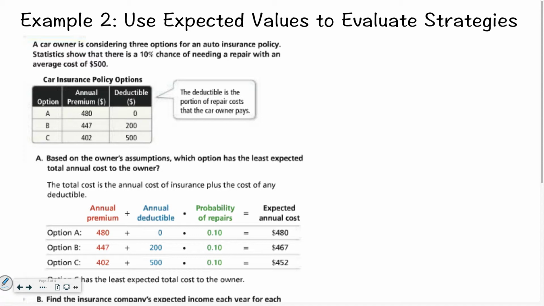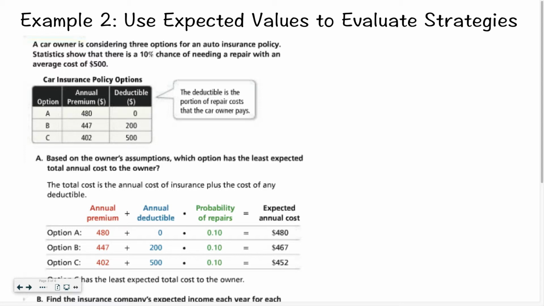Deductible $200. So if you have a repair, you have to pay the first $200. Option C, you pay $402 and the deductible is $500. Okay, so based on the owner's assumptions, which option has the least expected total annual cost to the owner?